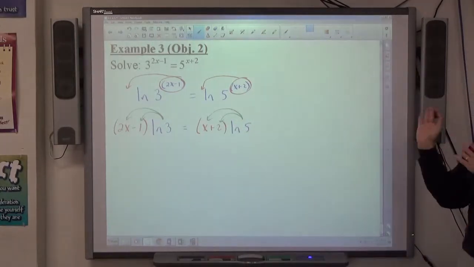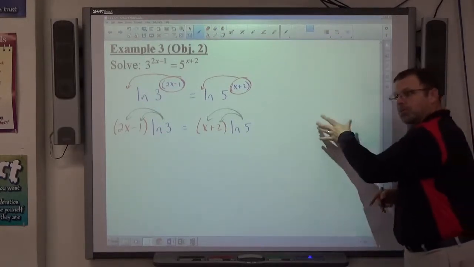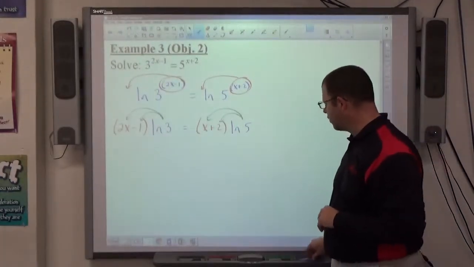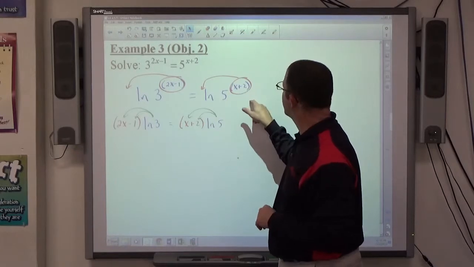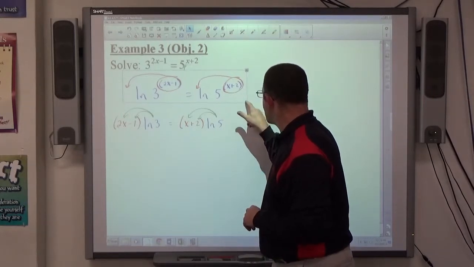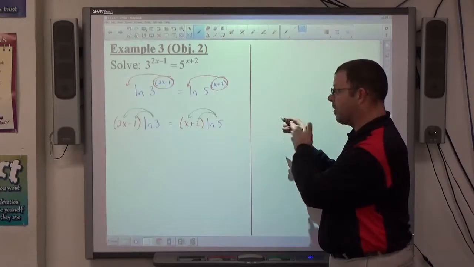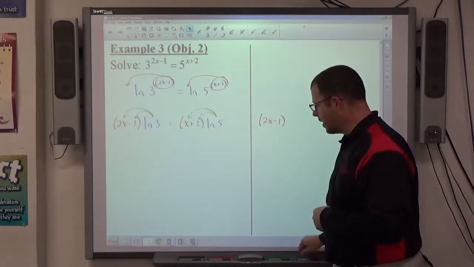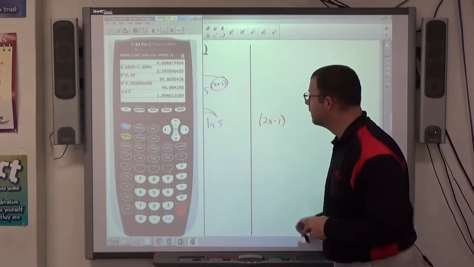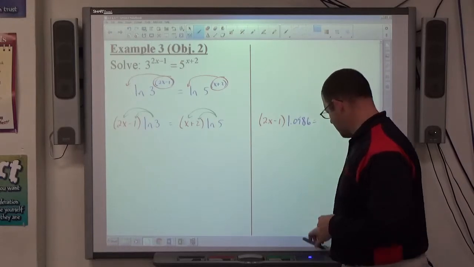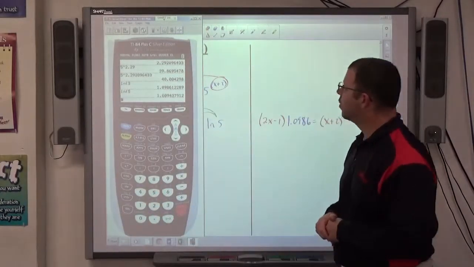Again, if I'm going for an exact answer, I'm just going to keep it ln 3, ln 5 in my work. If I'm going for an approximate answer, I would immediately type in ln 3, ln 5 equals, get some decimals over here. I'll do it both ways again just to show you the difference in work. I'm going to shrink this up just a smidge so I can fit more stuff over here. Alright. So the difference in the work here is, at this point, if I'm going to get an approximate answer, 2x minus 1, and I type in ln 3, my calculator says it's 1.0986. And then I've got x plus 2. And if I do ln 5, it is 1.6094.